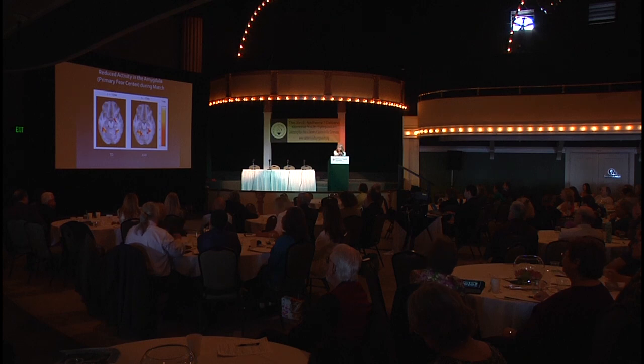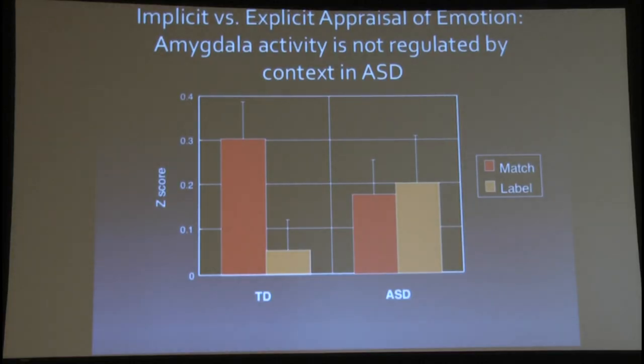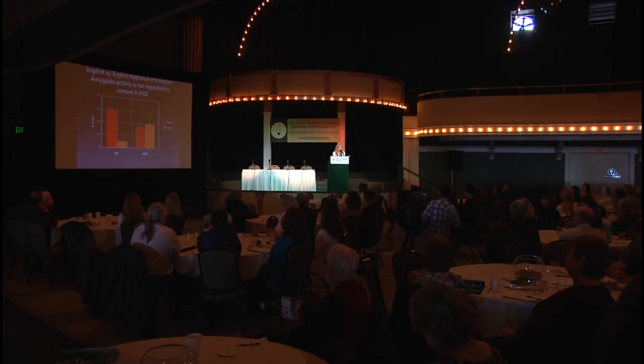But if you look at the difference between processing during the label task versus processing during just the observed task, you can see a very different pattern. Typically developing kids downregulate their amygdala when they are analyzing the emotions. Their frontal lobes kick in and they adjust it. That doesn't happen with the kids with autism. And so, in fact, in the label condition, the kids with autism actually have more activity in the amygdala. So again, the problem is not that the amygdala is not working, it's just not working in response to the same kinds of conditions.